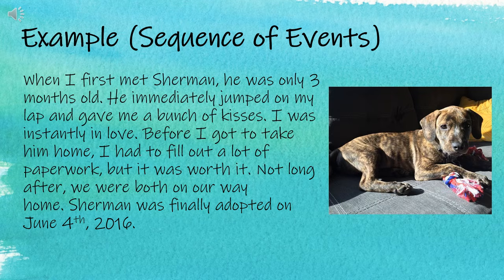Here is an example of the text structure sequence of events. When I first met Sherman, he was only 3 months old. He immediately jumped on my lap and gave me a bunch of kisses. I was instantly in love. Before I got to take him home, I had to fill out a lot of paperwork, but it was worth it. Not long after, we were both on our way home. Sherman was finally adopted on June 4th, 2016.